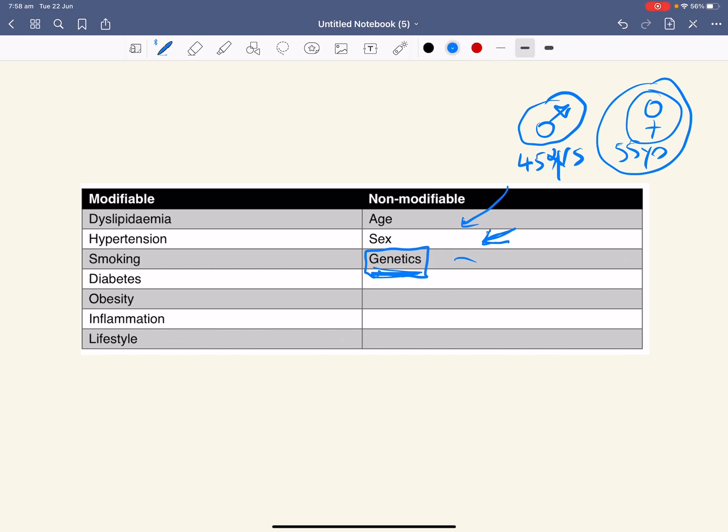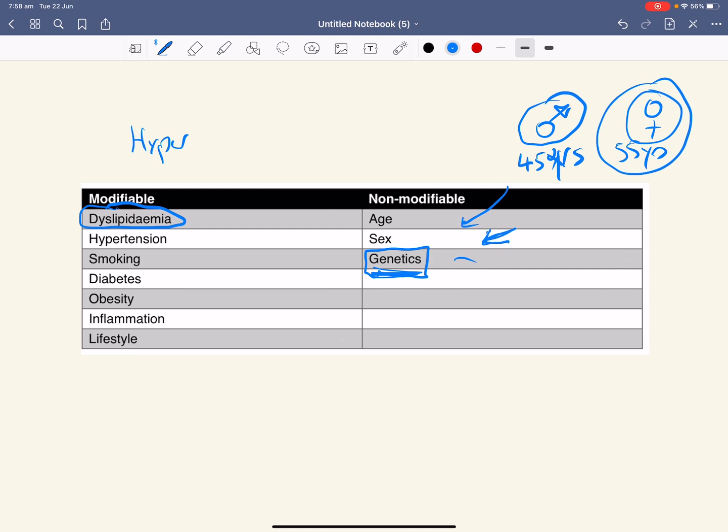All right, what about the ones that we can mitigate, the ones that we can control? Well, let's start with dyslipidemia. Now, in most books, you will see it called hyperlipidemia. Lipid meaning fats, emia meaning blood. So hyperlipidemia would mean high lipids in blood, which makes sense. Too much fats in your blood, not good.